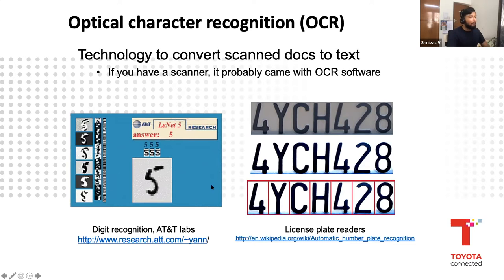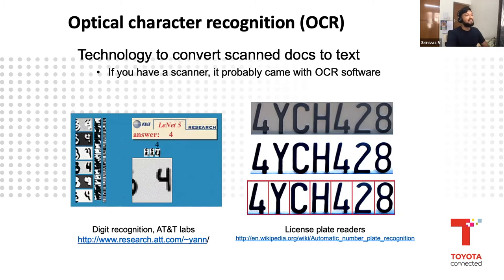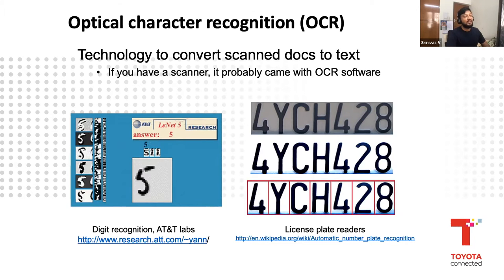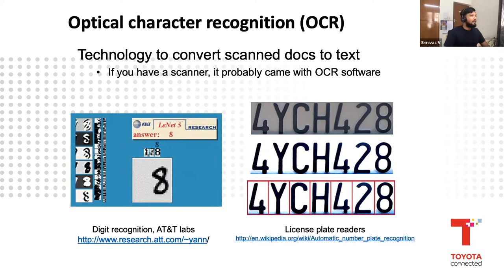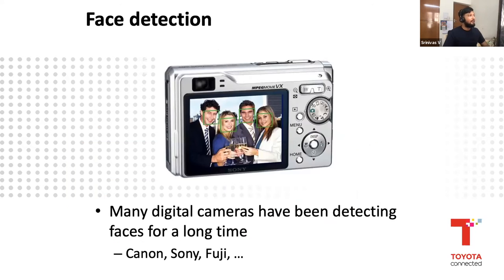A similar problem can also be applied for license plate recognition. You have something called ANPR. ANPR systems are extremely robust nowadays, and can handle multiple fonts, multiple scenes. Now you can also detect text and recognize text in natural scenes and stuff. OCR is a huge field here. And we have face detection.